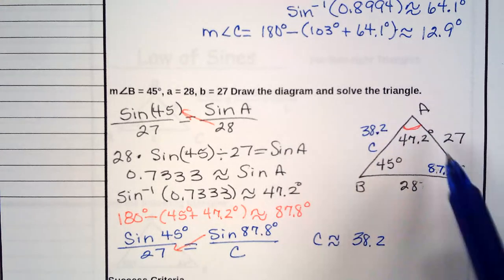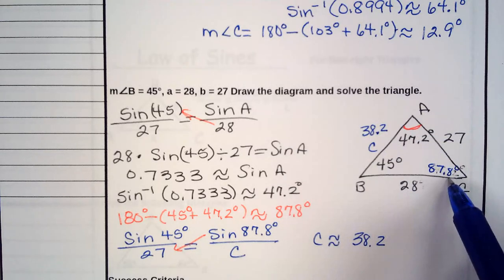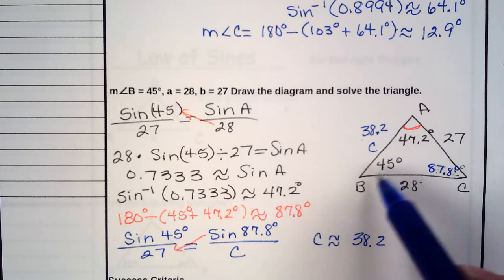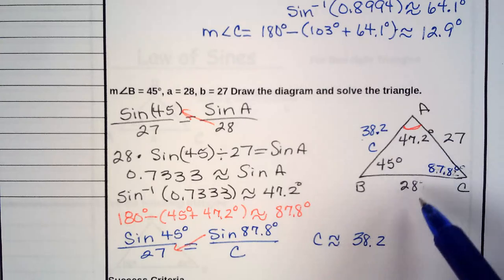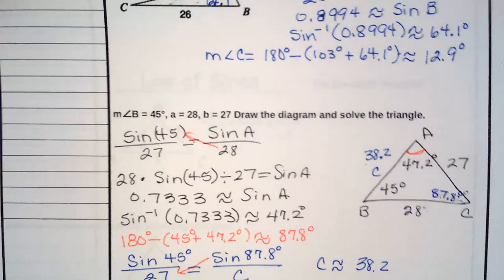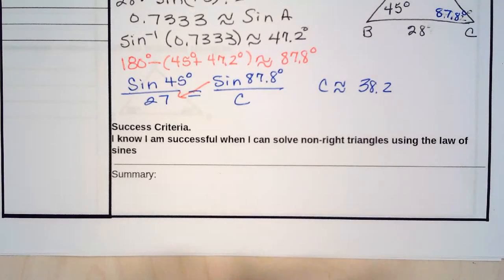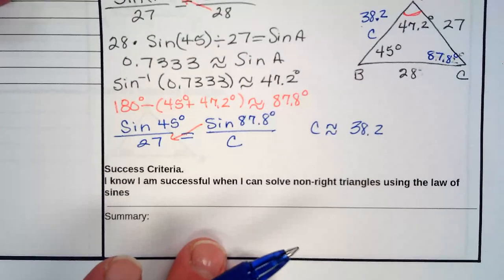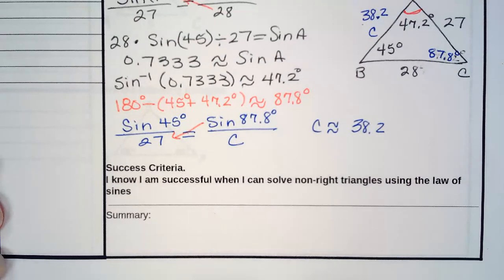Now, as I do a quick check, largest angle, largest side. Middle angle, middle side, small and small. So how do you know you're successful? You know you're successful when you can solve non-right triangles using the law of sines.